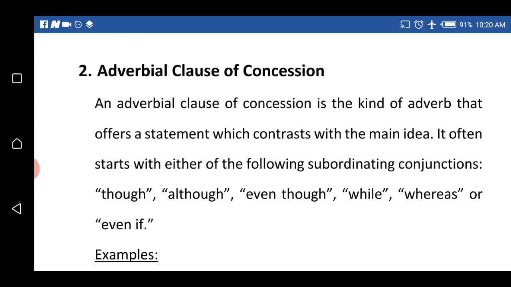Now, number 2, we have adverbial clause of concession. An adverbial clause of concession is a kind of adverb that offers a statement which contrasts with the main idea.